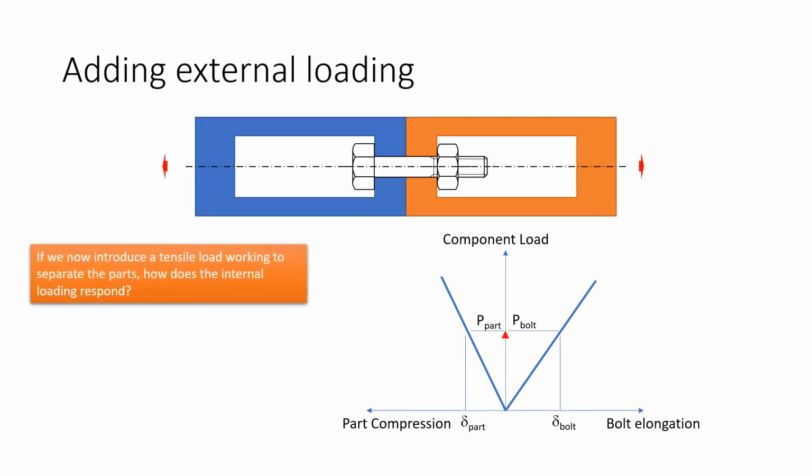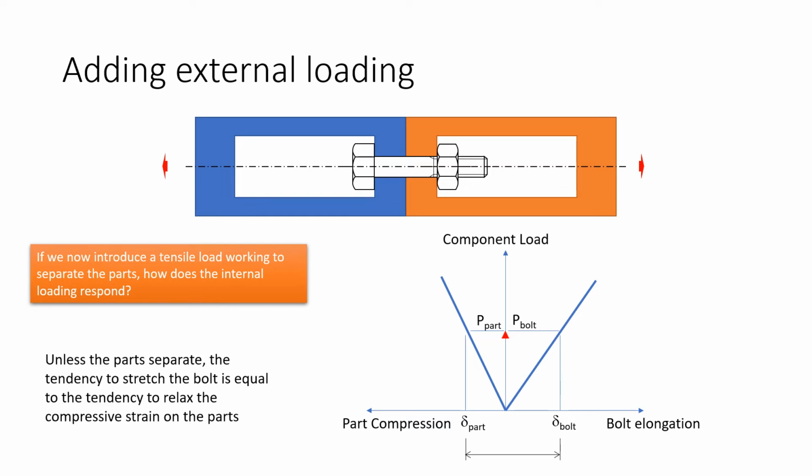If we now introduce a tensile external load working to separate the parts, how does the internal loading respond? So here we're set up, ready to apply the load. We have this relationship that we understand between the delta of the part and the delta of the bolt. Unless the parts are going to separate, the tendency to stretch the bolt is going to be equal to the tendency to relax the compressive deflection on the parts.